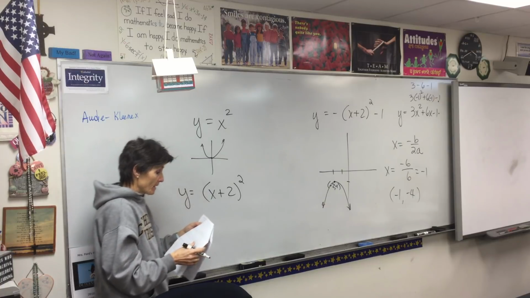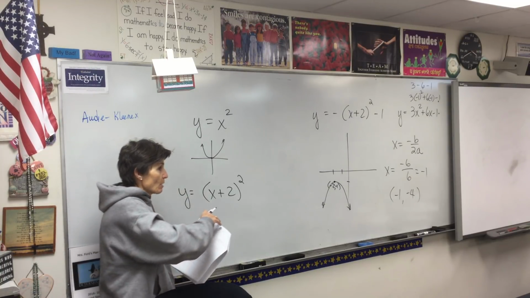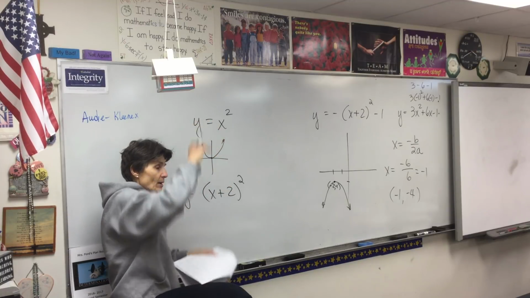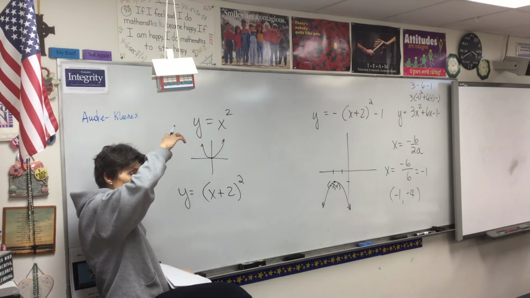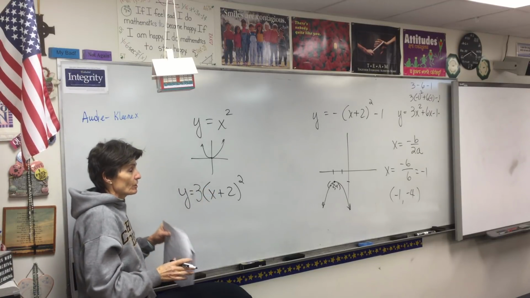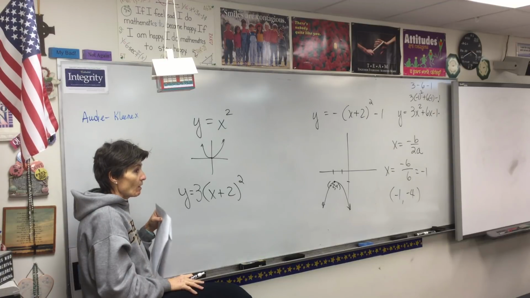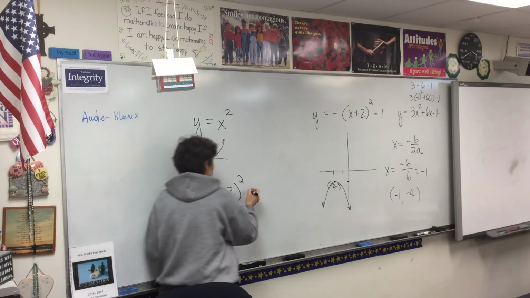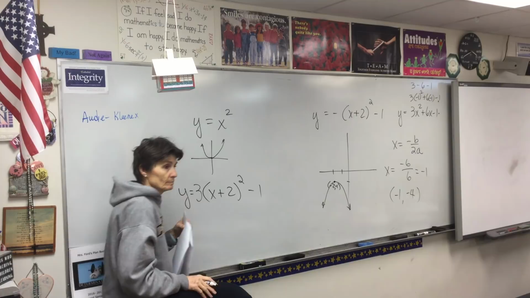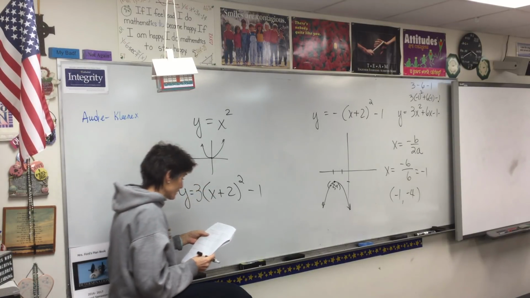Yeah. A vertical stretch by 3. So in other words, I want to multiply the height. I want to make it a taller, skinnier parabola. Put a 3 in front of it. That's a vertical stretch. And a subtraction: vertical shift down 1, so minus 1. That's it. Done. That's your equation. It does what you wanted it to do.